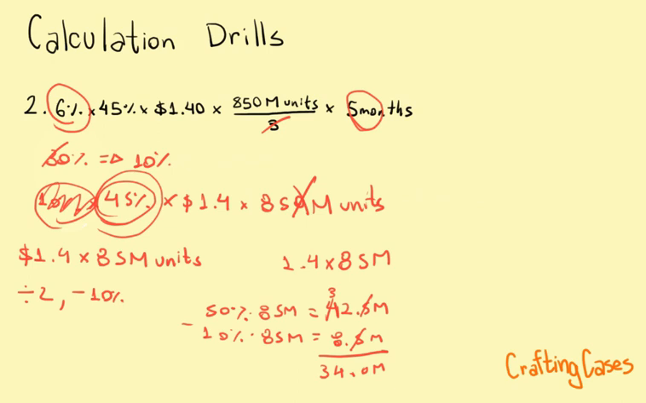Actually, this is 40% of 85 million. And now I want to add it to 85 million. So I get 119 million. Now I need to take these into account.